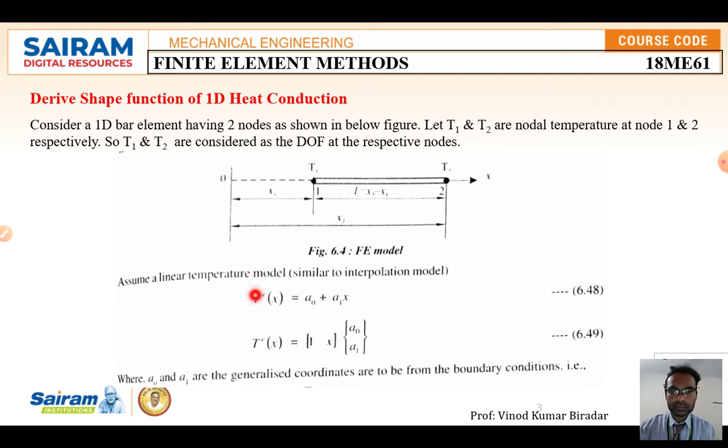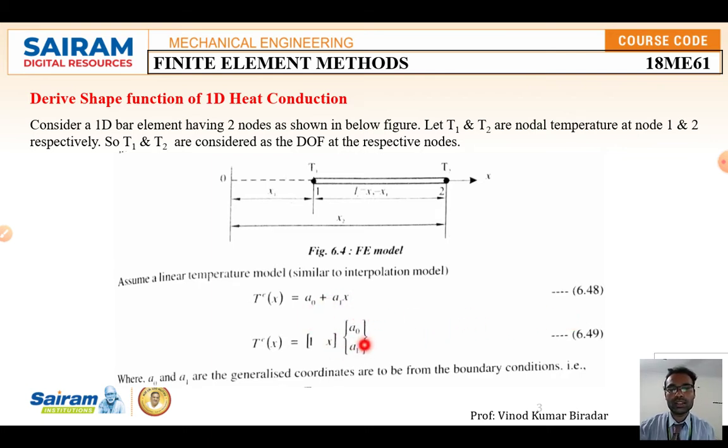If we write this in matrix form, we get T of x is equal to the row matrix 1, x times the column matrix A0, A1. Here A0 and A1 are the generalized coordinates. Both equations are the same: if you multiply them out, you get 1 into A0 plus x into A1. This is the matrix form, equation number 6.49.